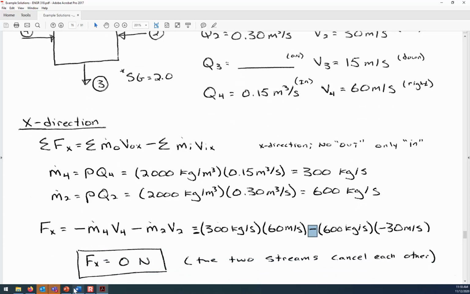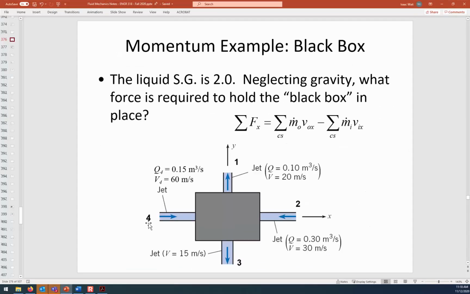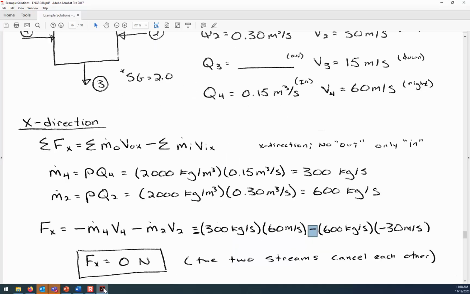And maybe you could have just seen that from the very beginning. You've got a jet going 60 with a volumetric flow rate of 0.15 and a jet that's going 30 with double the volumetric flow rate of the other stream. They're going to cancel each other out. So you could tell by inspection, but now you also know because you crunched the numbers on that, that in the x direction, the two streams cancel each other out.